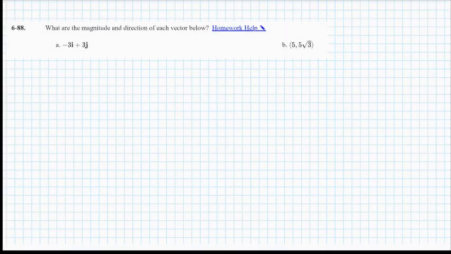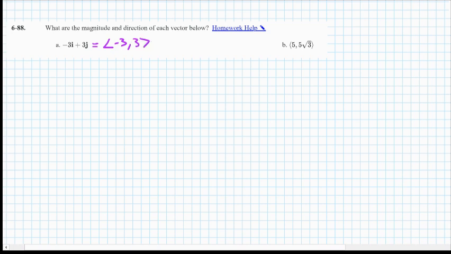What are the magnitude and direction of each vector below? So this first one here is put in ij form, where it has coefficients, an addition symbol, and i and j. But really what we know is i represents our horizontal movement and j represents our vertical movement. And so to change this just into our vector here, I can do -3, 3.